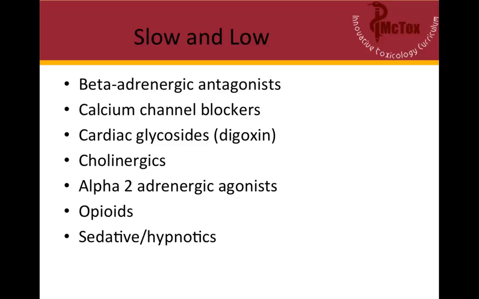Both of the patients in these cases presented with a slow heart rate and low blood pressure, consistent with a slow and low toxidrome. There are a number of exposures that can lead to a slow and low toxidrome, including beta blockers, calcium channel blockers, cardiac glycosides, including digoxin, cholinergics, alpha-2 agonists, opioids, and sedative hypnotic agents.